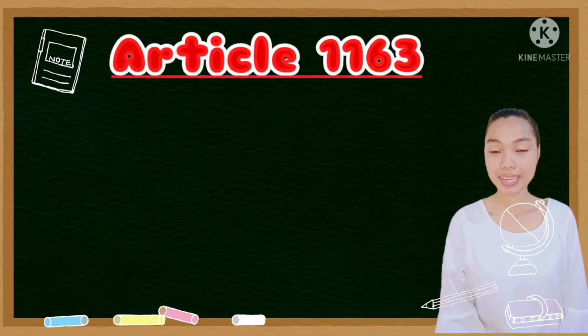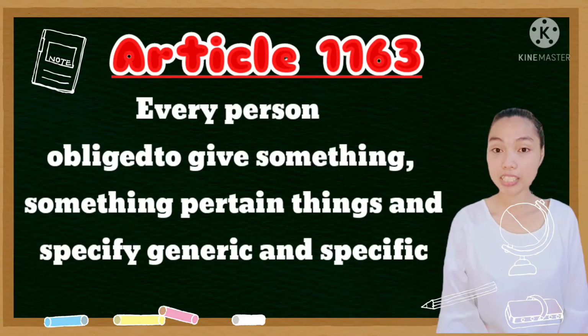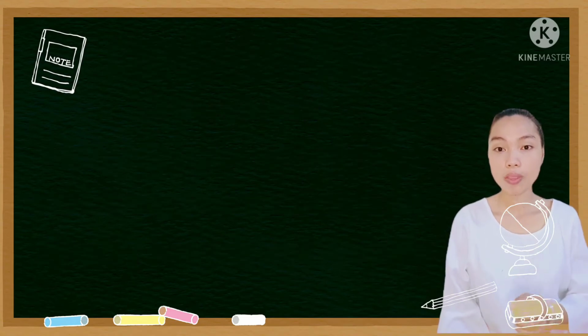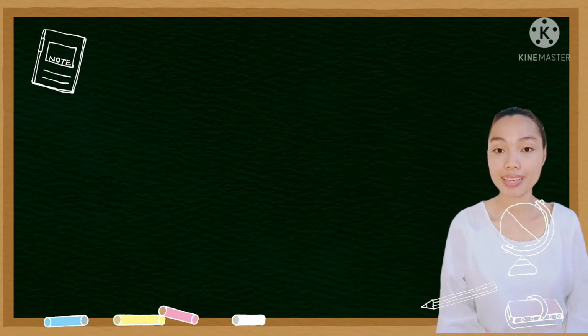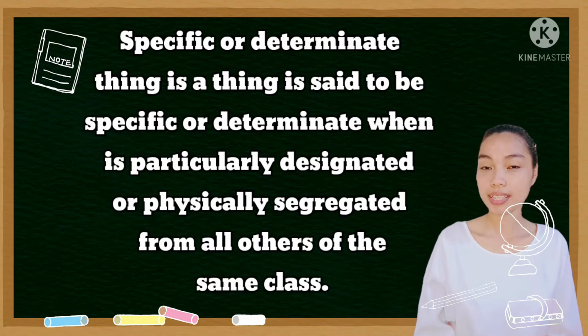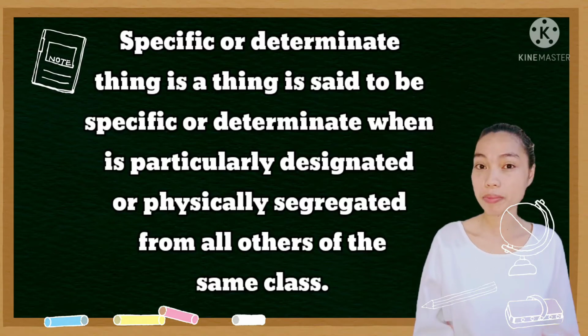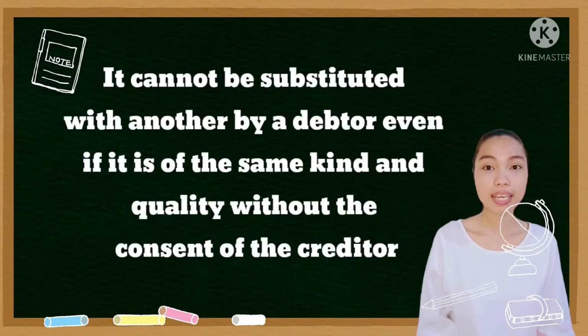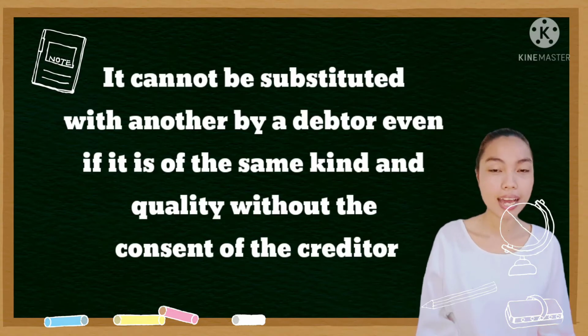In Article 1163 it is stated that every person is obliged to give something. Something pertains to a thing, and we specify generic and specific. Now, I will discuss what a specific thing and a generic thing are. A specific or determinate thing is a thing particularly designated or physically segregated from all others of the same class. It cannot be substituted with another by a debtor, even if it is of the same kind and quality, without the consent of the creditor.